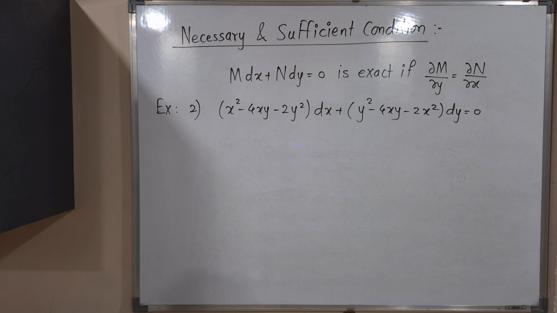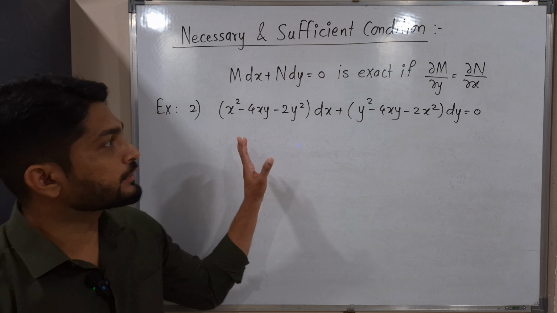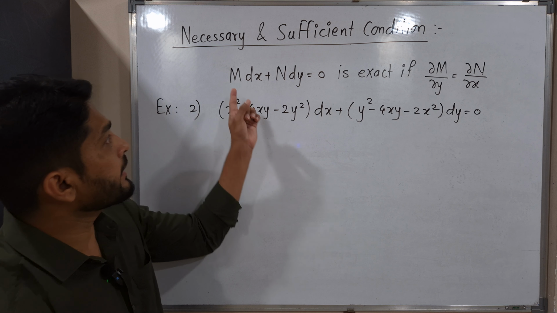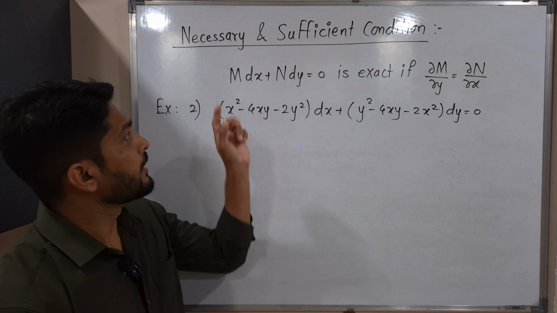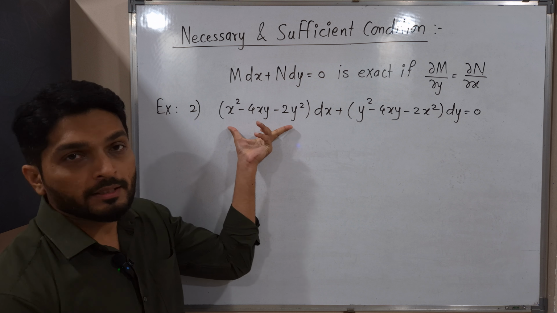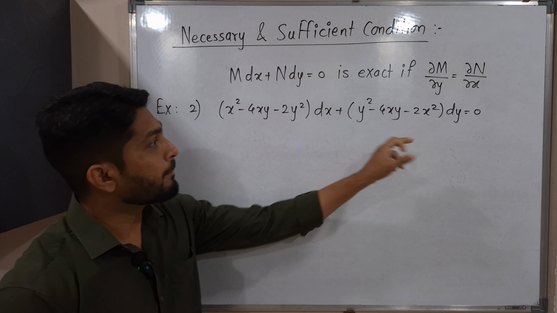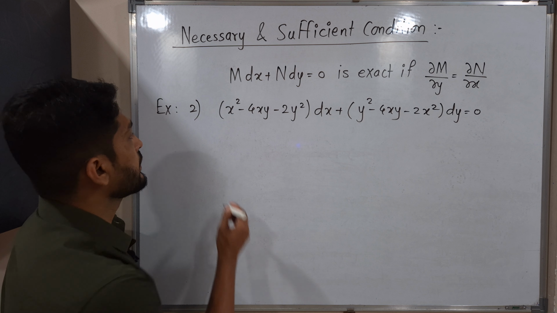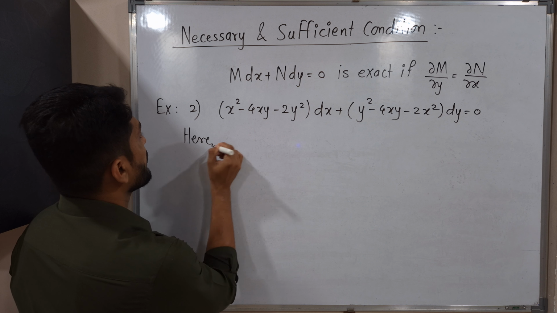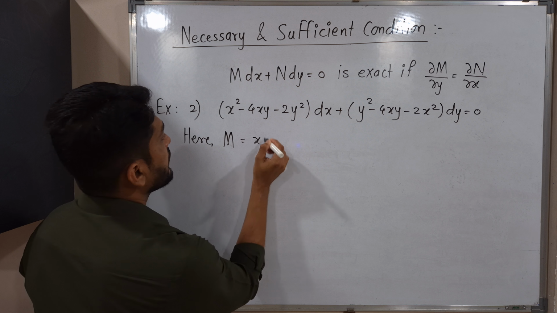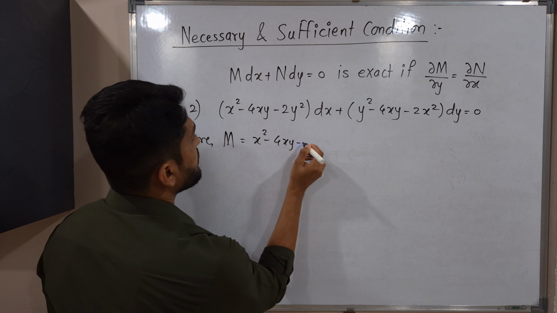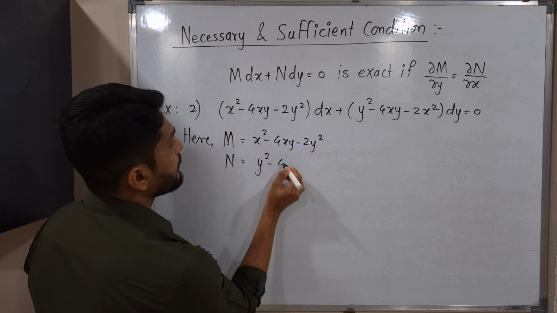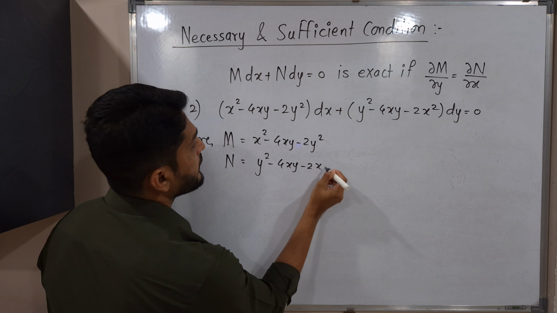Okay. So in this second example, let us first check the given differential equation. Is it in standard format or not? Standard form is M dx plus N dy. The multiple of dx is this bracket, so it is our M. The multiple of dy is the second bracket, so this is our N. Let me clearly mention here. What is my M? x square minus 4xy minus 2y square. What is my N? y square minus 4xy minus 2x square.